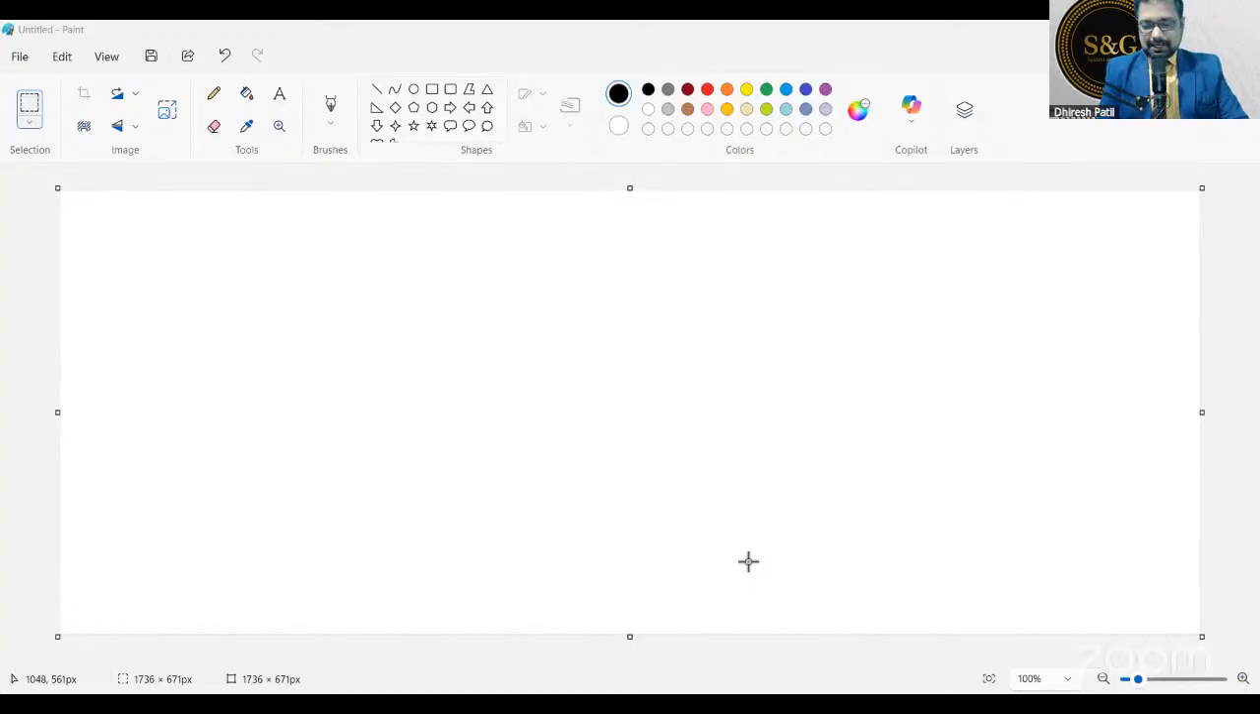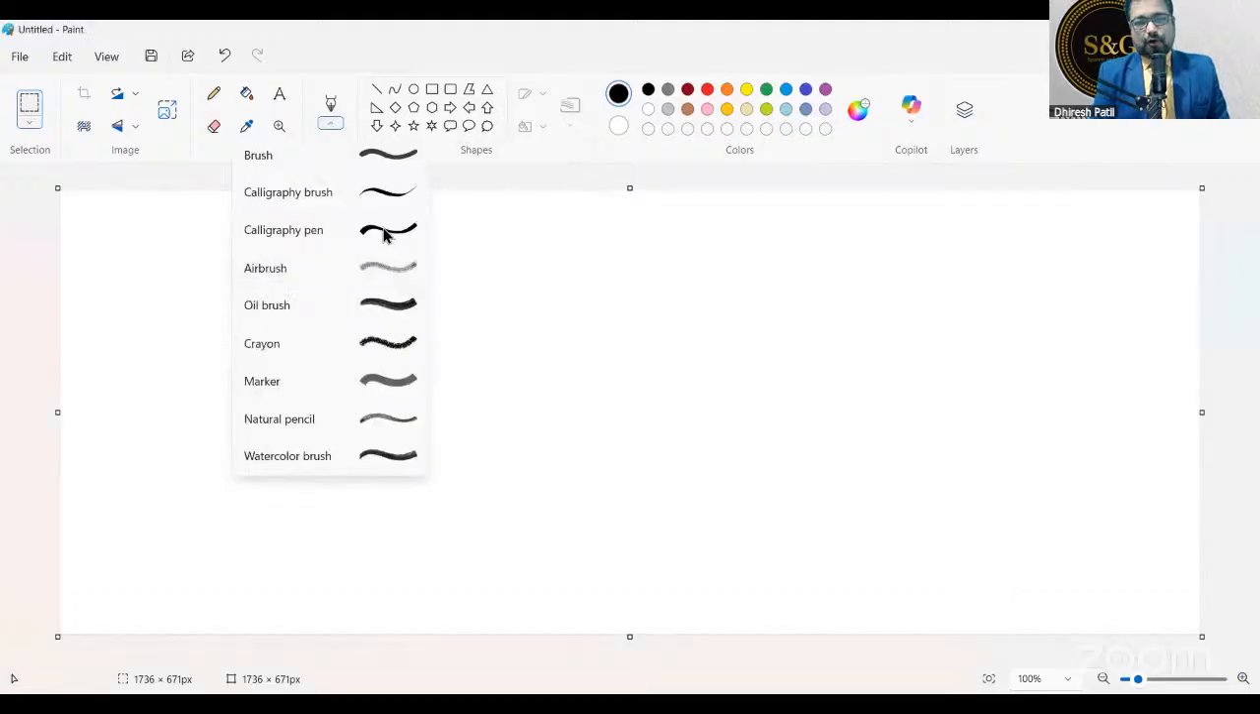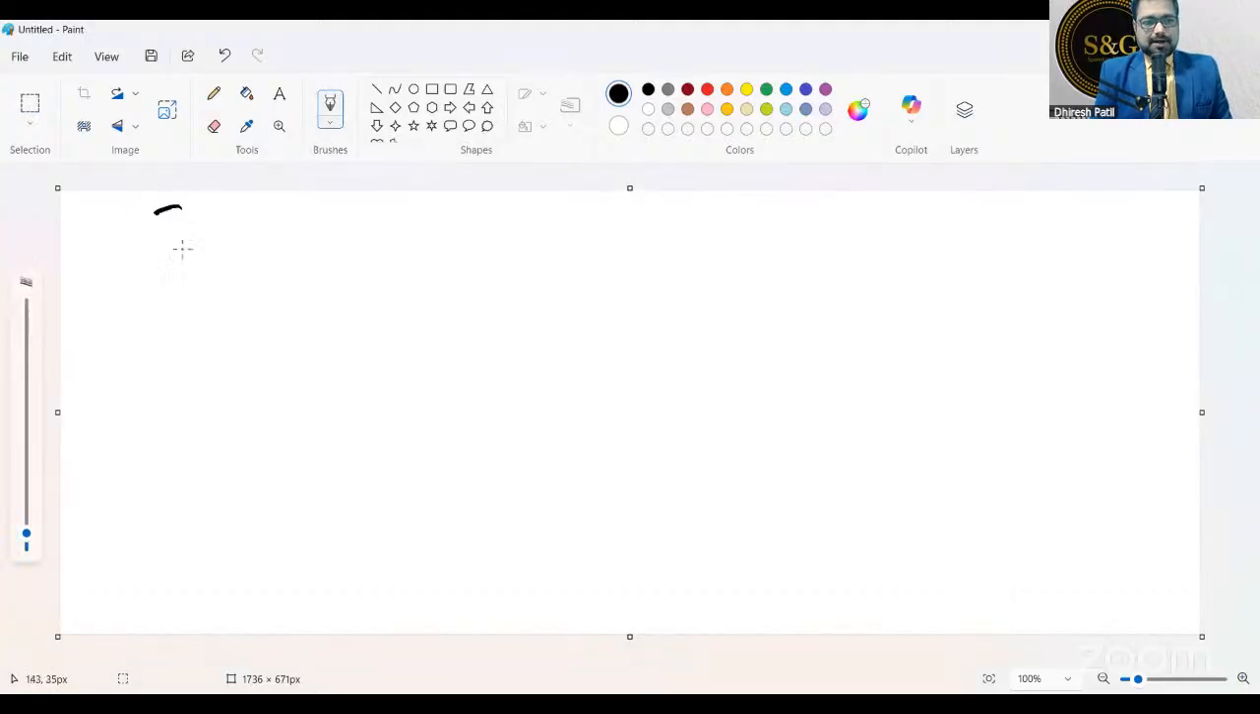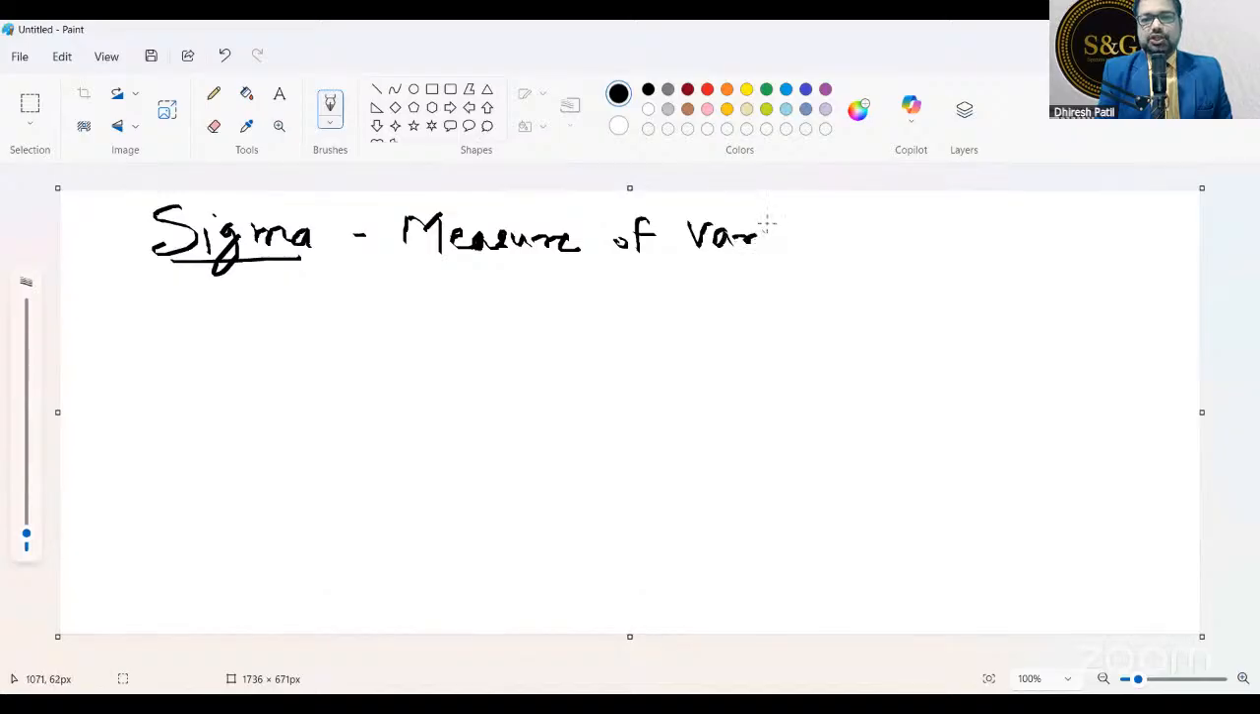So today's topic is Sigma. What is Sigma? Let's understand this. Sigma is standard deviation. First of all, Sigma is a measure of variation. It is a measure of variation or variability. Let's make it very simple. Variability, variation.